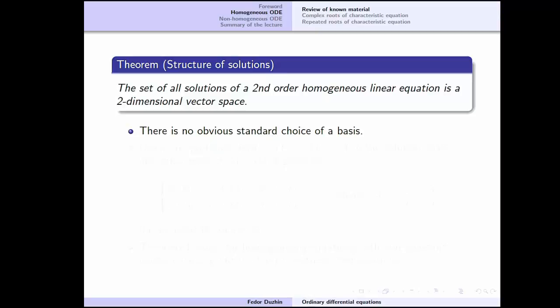Let me just mention again that this theorem works regardless of whether the coefficients of the differential equation are constant or non-constant. It doesn't matter here. It's just that if the coefficients are non-constant, then there is no general way to find two linearly independent solutions. But if the coefficients are constant, then there is an easy way to find two linearly independent solutions. However, even if the coefficients are constant, there is no obvious standard choice of a basis.